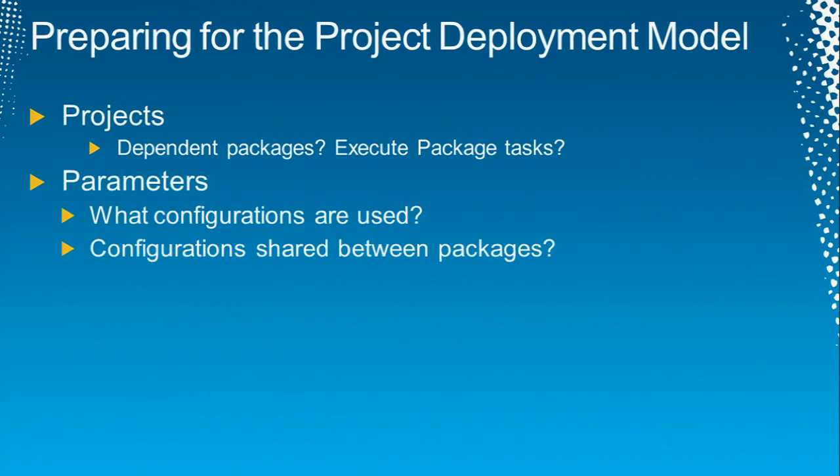Parameters. You want to take a look at what configurations you're using. There are the configurations that your packages know about, and there are also runtime configurations, right? So for packages on the command line, you do /set or /config, right? There may be external configurations that you might be using. You want to keep track of those and find out where they are. Also figure out whether configurations are shared between packages. So if you're using the same configuration across packages, you might want to make that into a global configuration or a project level parameter.